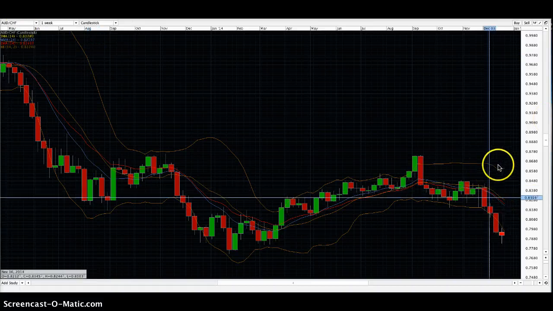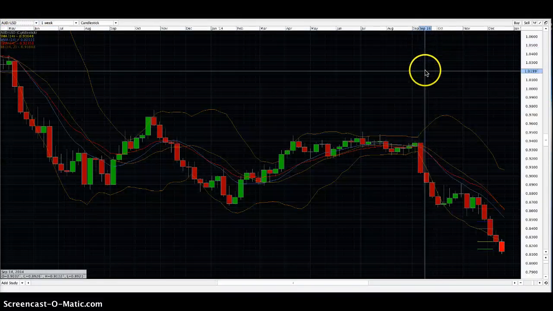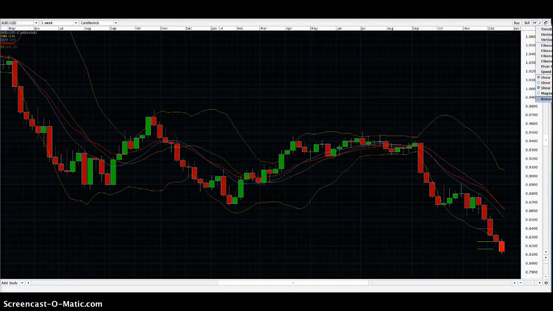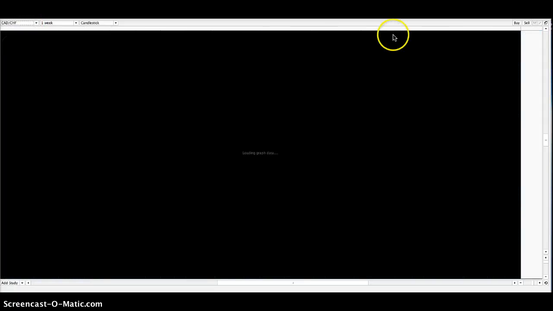I won't even place, not even a dream trade, on something like that. Aussie US dollar, same thing. It's outside of its Bollinger Bands. I am staying out.